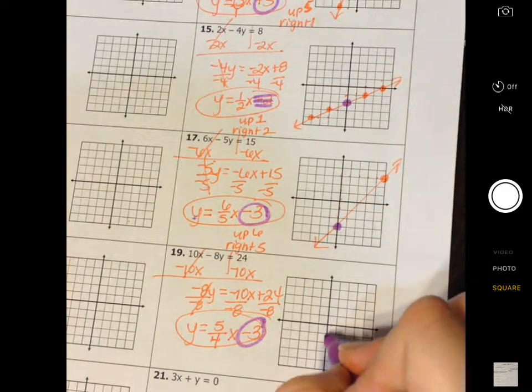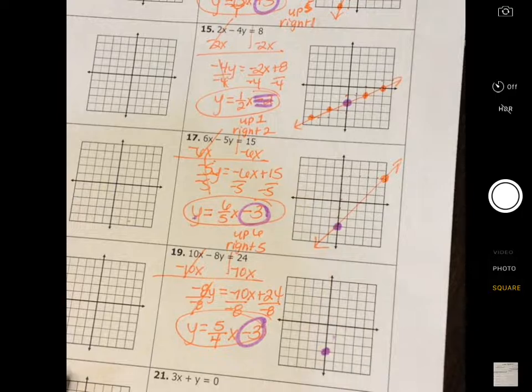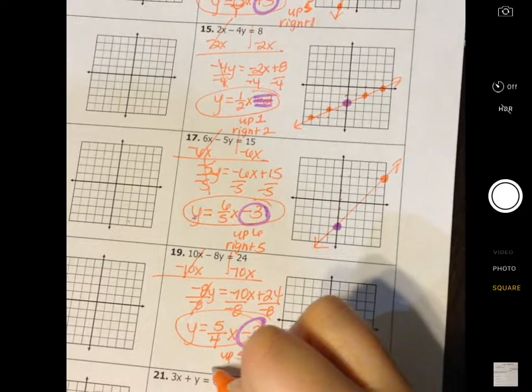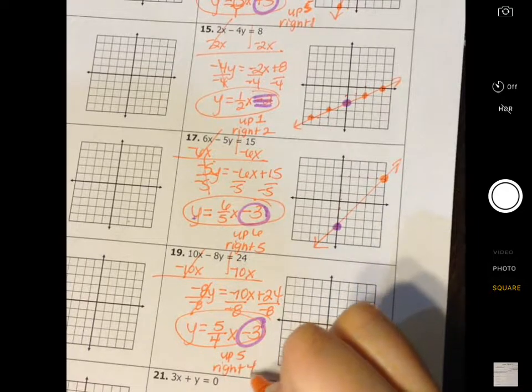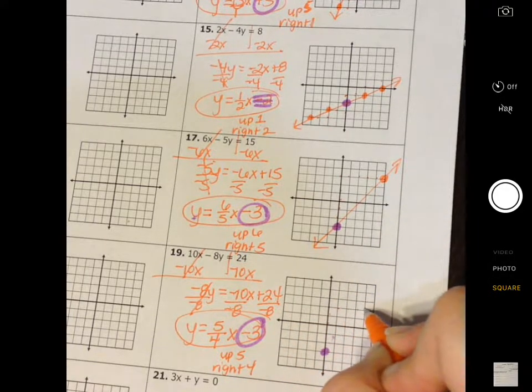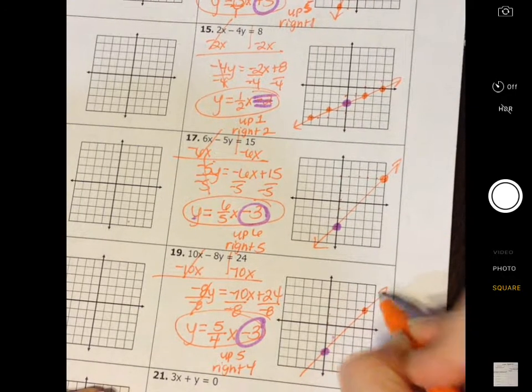So my y-intercept again is negative 3. We would go up 5, right 4. 1, 2, 3, 4, 5. 1, 2, 3, 4. Out of room. Can't go the other way. Done.